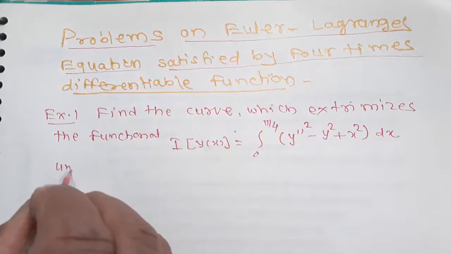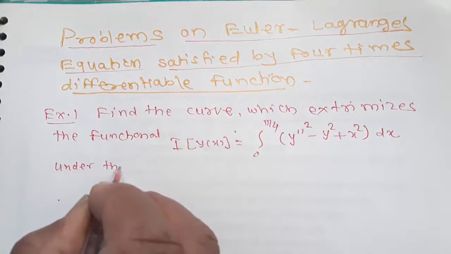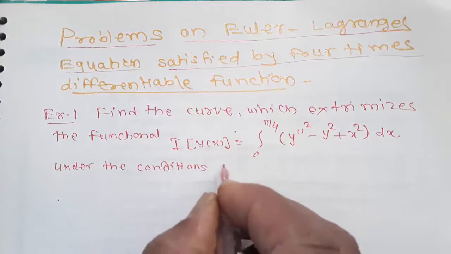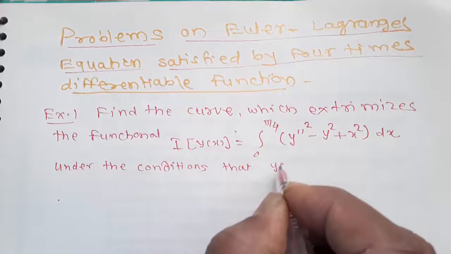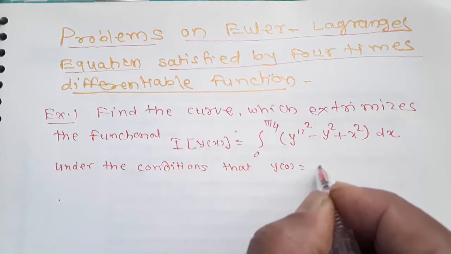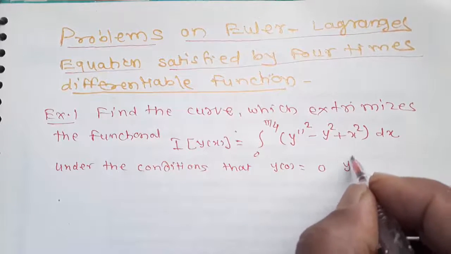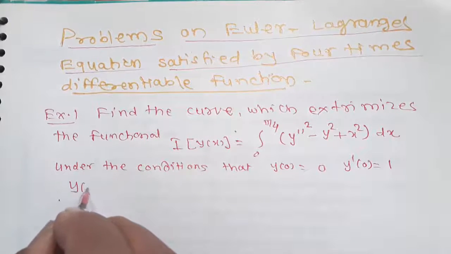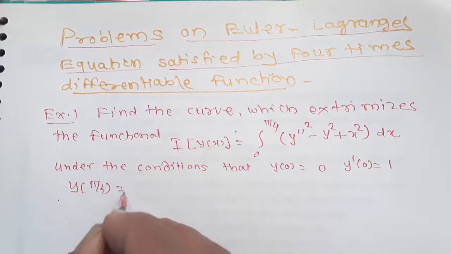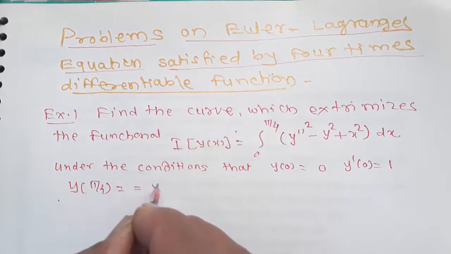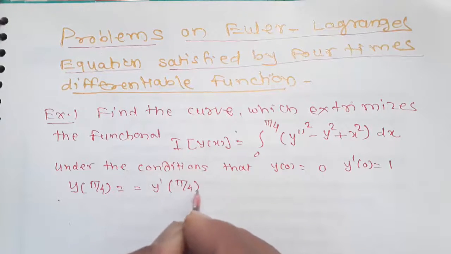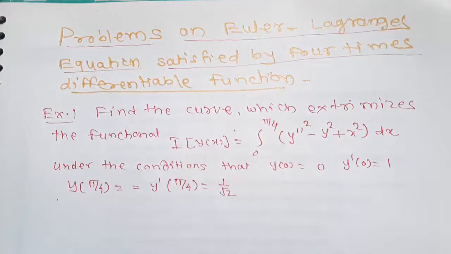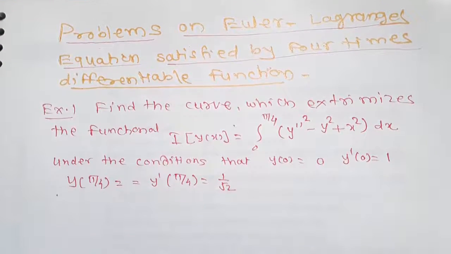Under the condition that y at 0 equal to 0, y dash at 0 equal to 1, y at pi by 4 equal to y dash at pi by 4 equal to 1 by root 2. We have to find the curve which extremizes this functional.